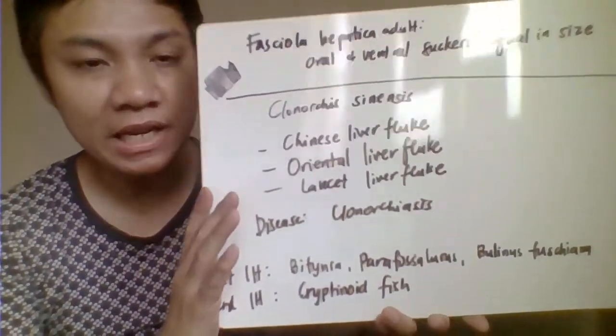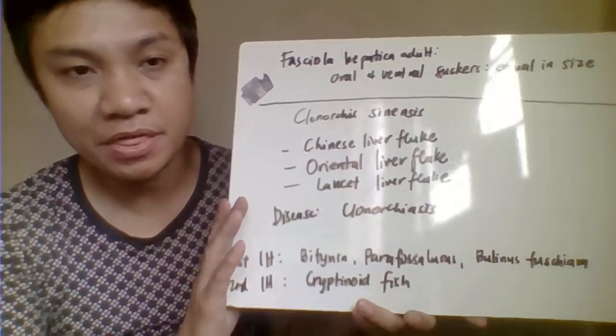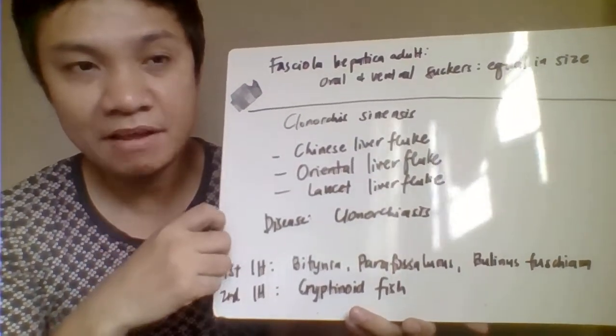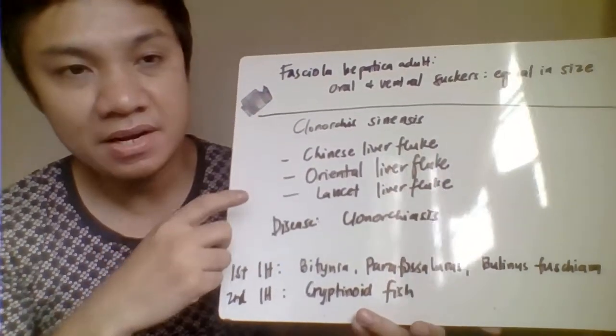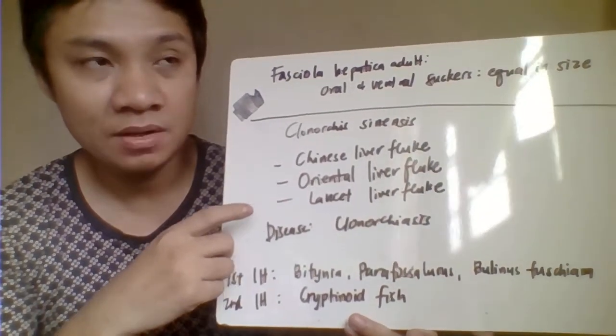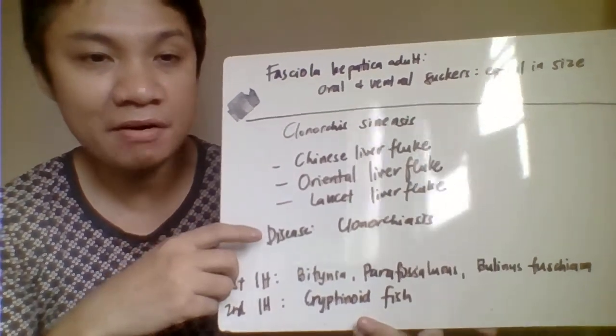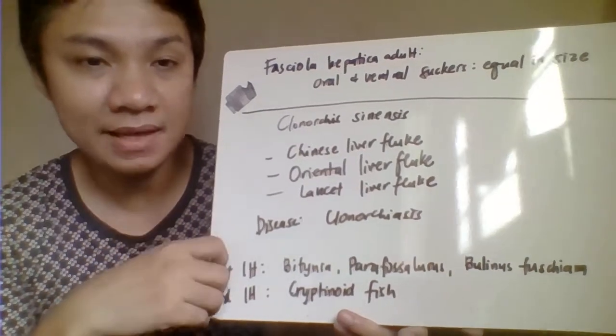Okay, before we go to the next species of liver fluke, we have here the Fasciola hepatica adult worm. The oral and the ventral sucker for that would be equal in size.